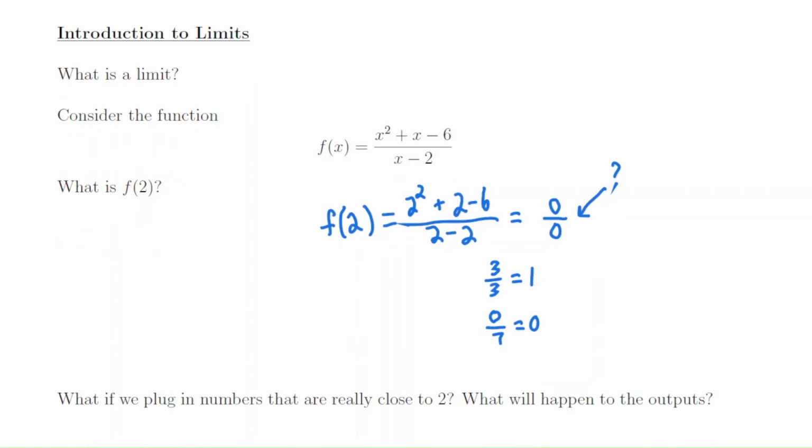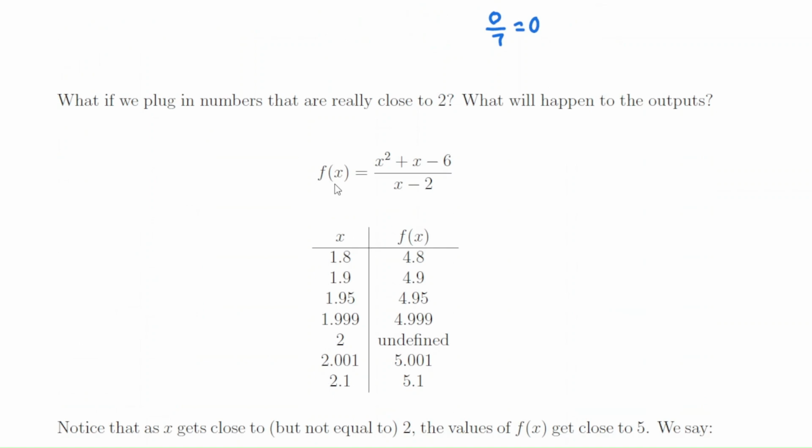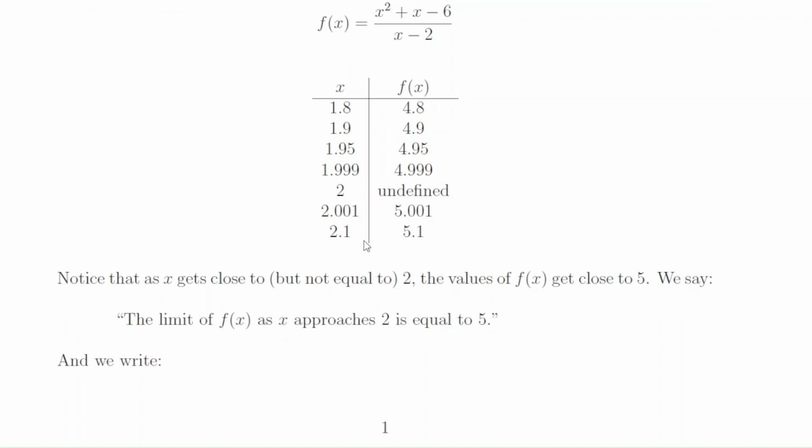So I went ahead and made a table of values for this function. I plugged in different values for x and found the outputs. And notice when we plug in 1.999, we got 4.999 as an output. When we plug in 2.001, we end up getting 5.001 as an output. Now, when we plug in 2, it's undefined, but notice that when we plug in numbers that are close to 2, but not equal to 2, we get outputs that are close to 5. So what we say is that the limit of f of x as x approaches 2 is equal to 5.